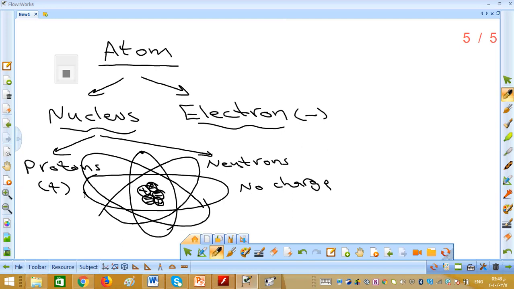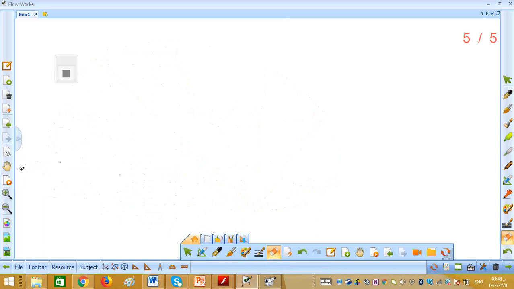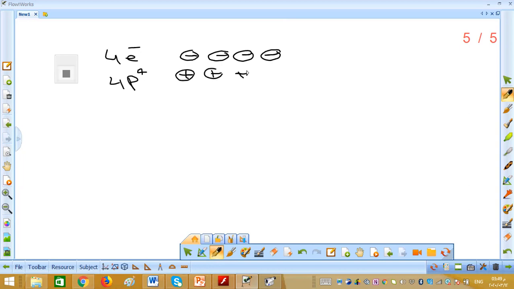Then we learned how to find the total charge of an atom. To find the total charge of an atom, we have three different cases. If the number of electrons equals the number of protons, we have a neutral atom. That means if an atom includes 4 electrons and 4 protons, we have 4 negative and 4 positive, so the total charge equals 0, or no charge, or you can say neutral.